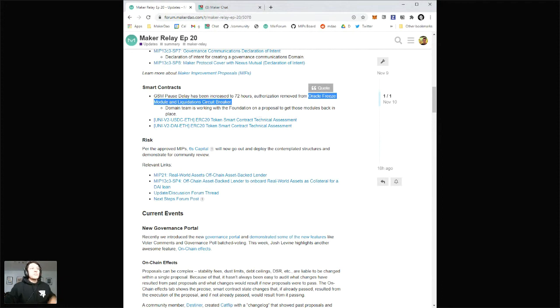And yeah, the domain team is working to get a proposal to get these modules back in place. So stay tuned for that. The smart contracts team also did a couple of technical assessments. They did the technical assessment for a couple of LP tokens in Uniswap, so DAI ETH and USDC ETH. So it's exciting to potentially have these as collateral in the Maker protocol soon.